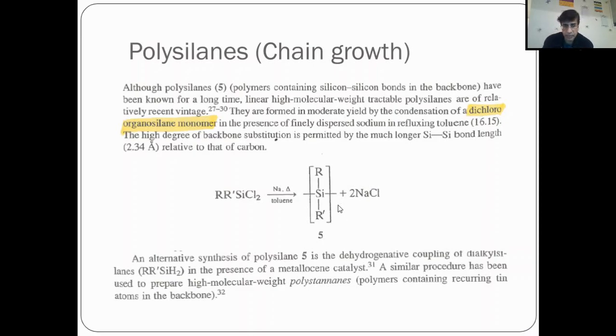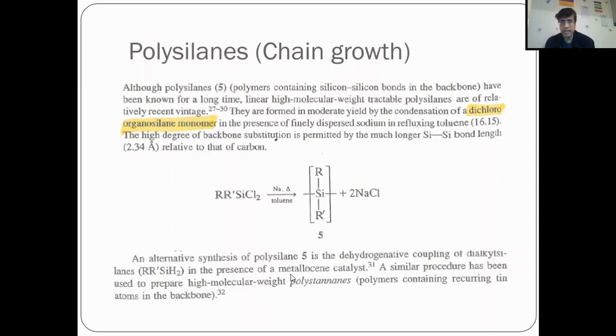This is the way you produce an alternative synthesis of polysilane, which is compound 5. This compound is called polysilane, made by the dehydrogenative coupling of dialkyl silane. So you can also use this chemical that has two H, instead of Cl, so you have to remove these two hydrogen. That is why it's called dehydrogenation or the dehydrogenative method.